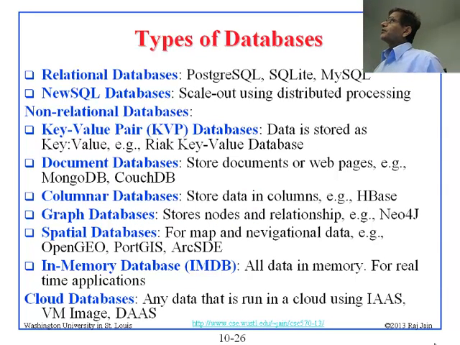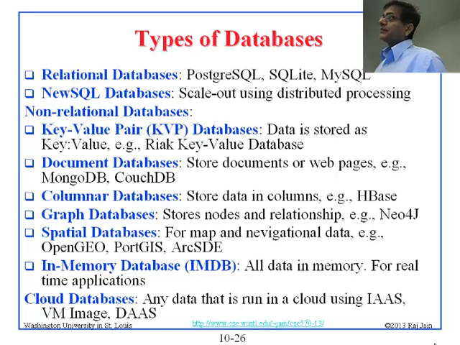We talked about relational databases, and in relational databases, the most common database is PostgreSQL. Then there is SQLite and MySQL. These are the names of the databases. NewSQL, we already talked about those. Then there are non-relational databases, which would be key value pair, and there are databases such as Riak. Document databases, such as for web pages, include MongoDB and CouchDB as examples. Columnar databases, where the database is stored in columns. HBase is an example of that.